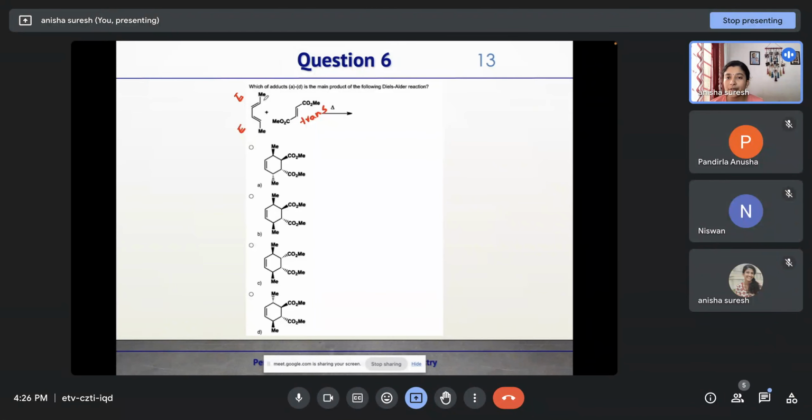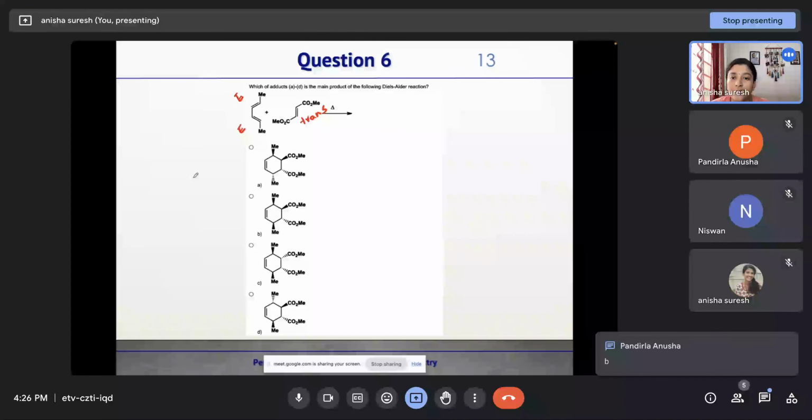The thing we have to keep in mind is whatever stereochemistry is there in the starting material, it will be maintained in the product as well. The reason is that the Diels-Alder reaction is taking place in a suprafacial fashion, so there will not be any flipping taking place. Hence, whatever stereochemistry is there in the starting material, it will be maintained in the product.